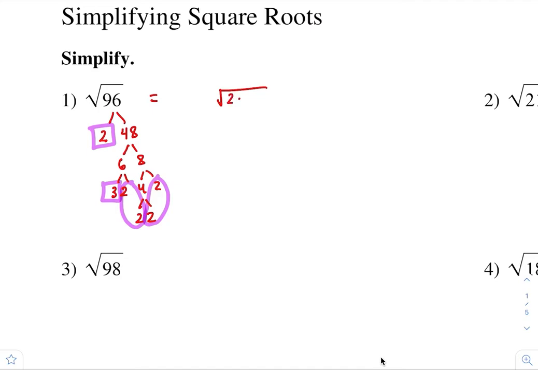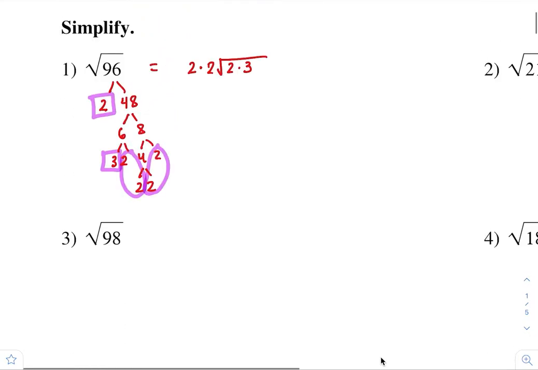2 times the 3. And then the pairs, which were 2 and 2 and 2 and 2, this 2 represents the one pair of 2's, and this one also represents the other pair of 2's. And remember, it's only one because 2 times 2, which is 4, the square root of 4 is just 2. So 2 times 2 is 4, and then 2 times 3, 6, square root of 6.